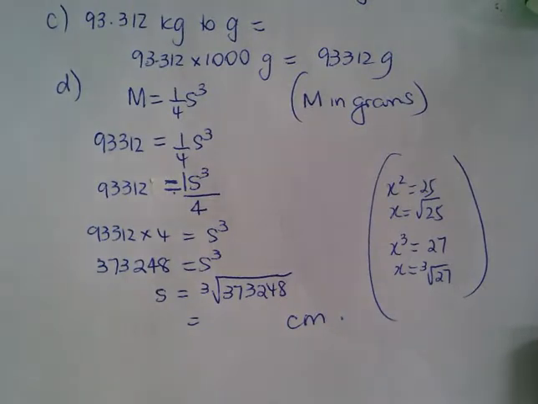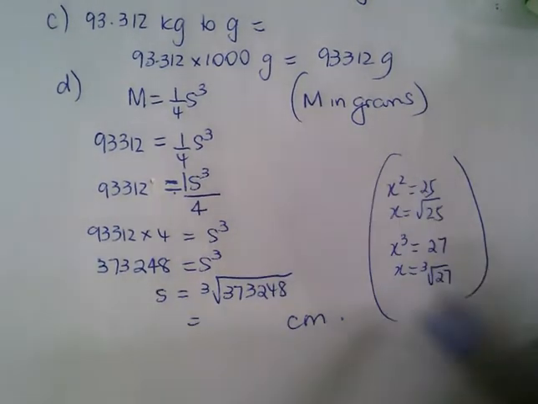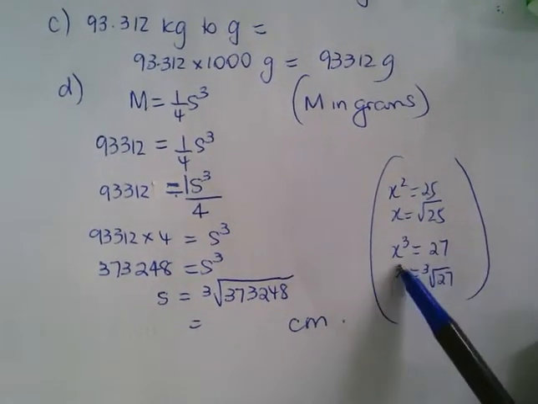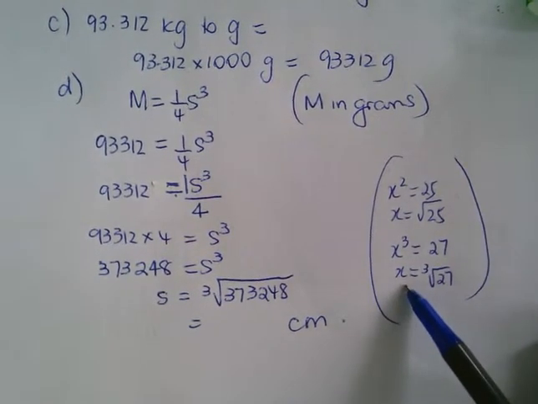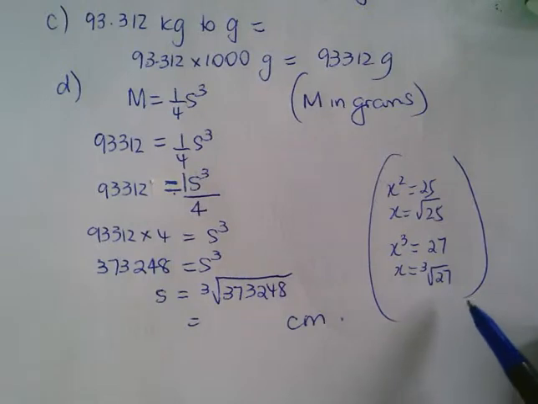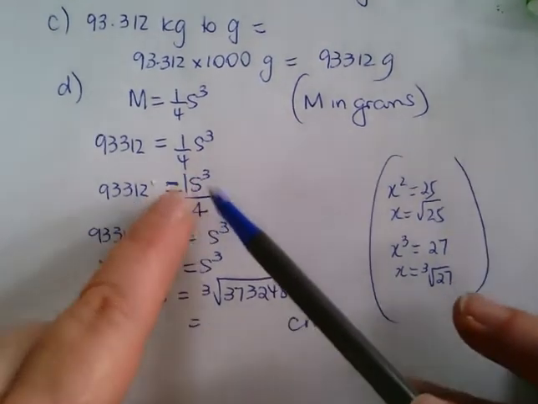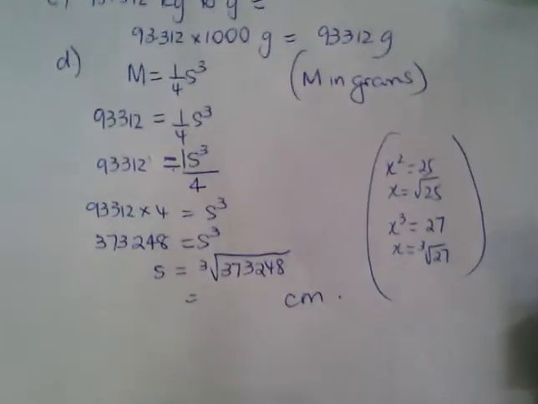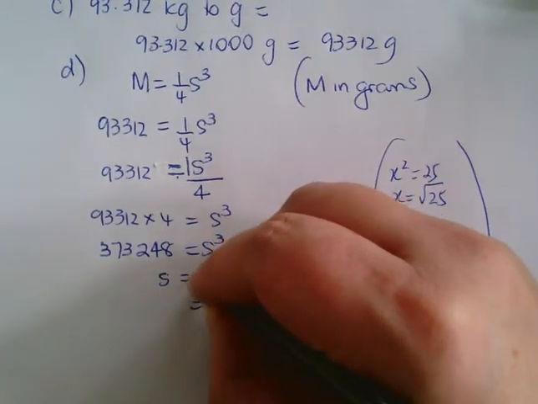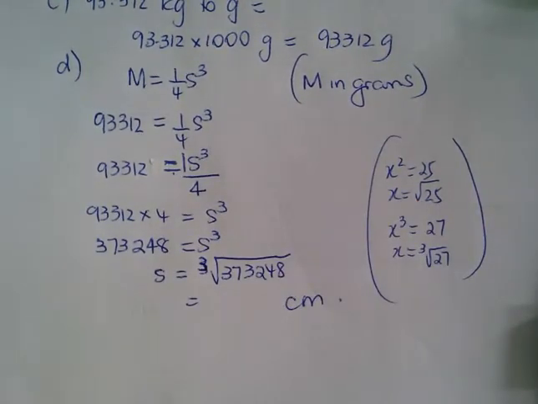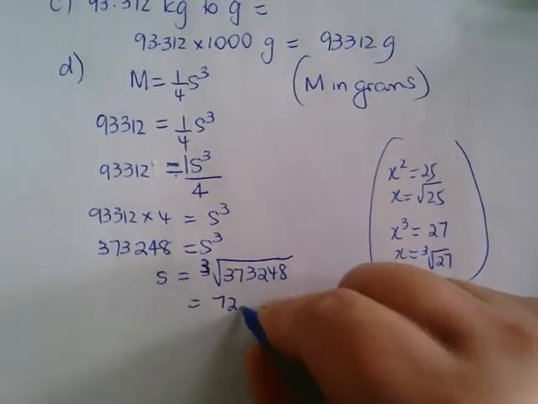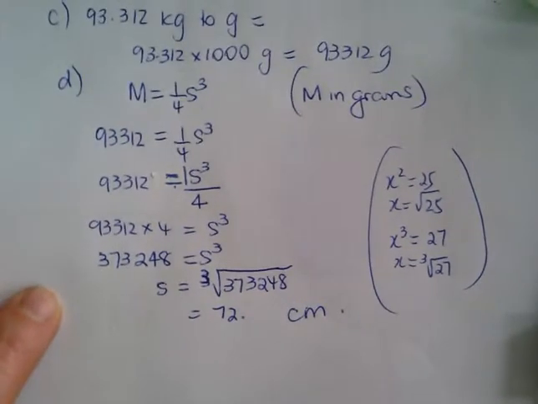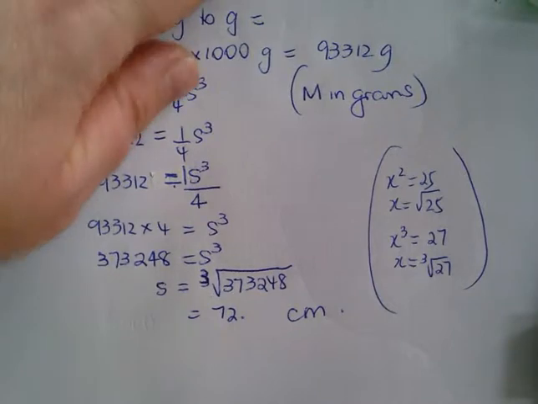So girls, I've just reminded you, if you've got something squared and you want the x, you square root. If you have something cubed and you want to find the x, you cube root. Like here, inverse operation of divide by 4 was times by 4. Inverse operation of cubing is cube root. This is that little 3 at the very top up there. What do we get? 72 point, is that it exactly? 72 centimeters. Okay, good.